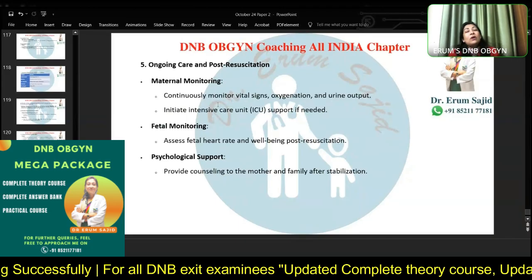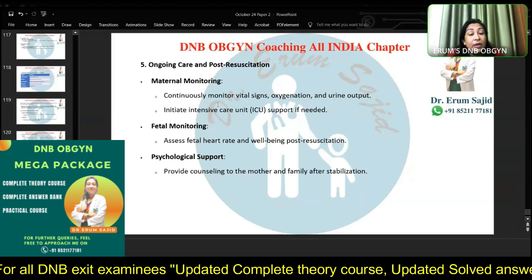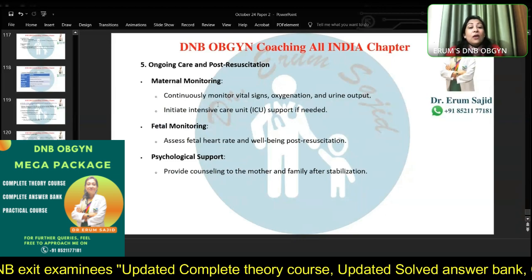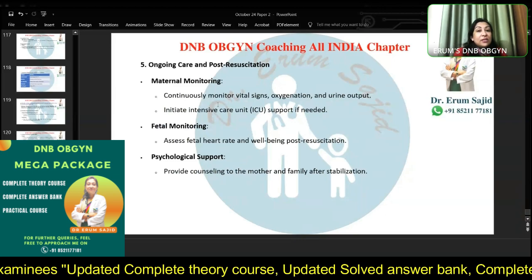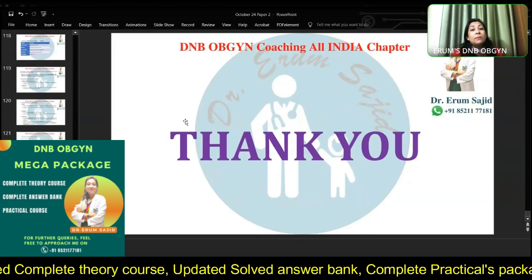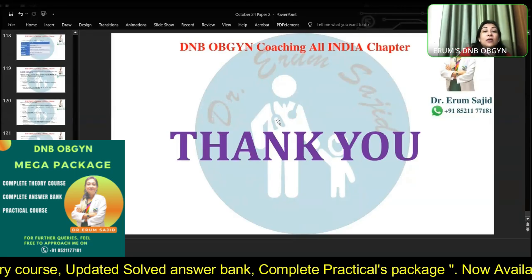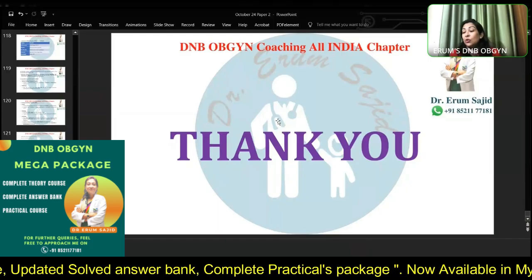Maternal monitoring, you have to continuously monitor the vital signs, oxygen, urine output, and ICU support if needed. Fetal assessment, we are compromising the fetus when it's coming to maternal collapse. Remember always that, okay? The fetus is compromised. And with this, we finish with the maternal collapse and also the question and answers.